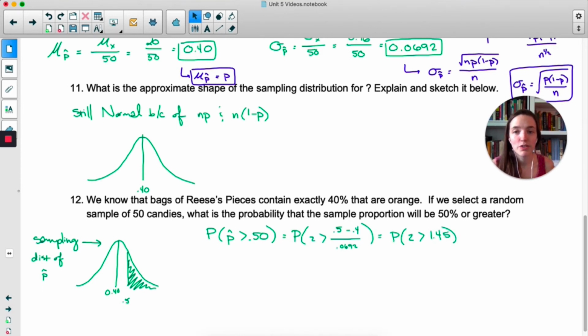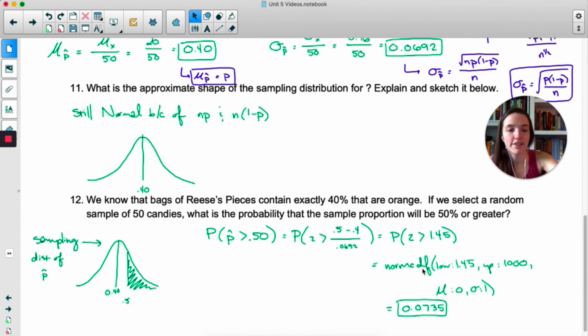Once we have that written, we've already said that this is normal, so we can start going to the z-score step. I'm going to take 0.5, that's what I'm interested in, minus the mean, divided by the standard deviation of the sampling distribution. See, it's important to write p hat there. So I'm using 0.0692. We're finding the probability that z is greater than or equal to 1.45. We go right to the calculator, do normalcdf, and if you want, you could write that as a percent at the end. The probability that you take a sample of 50 and there are more than 50% orange candies in that sample is pretty low. It's only a 7.35% chance that that happens.